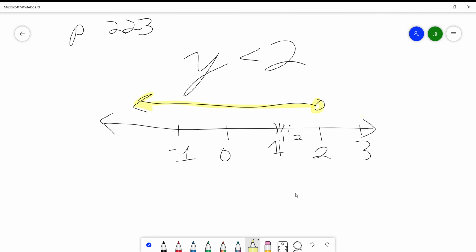So it says you can check by substituting 0. Does 0 work? Yes, 0 works because 0 is part of the solution set. Could y be 0? Yes, y could be 0. Y could be any negative number. Y could be 0, y could be 1, y could be 1.999, but it cannot be 2 because that is not part of the solution set. All right, bingo, bango, bongo.